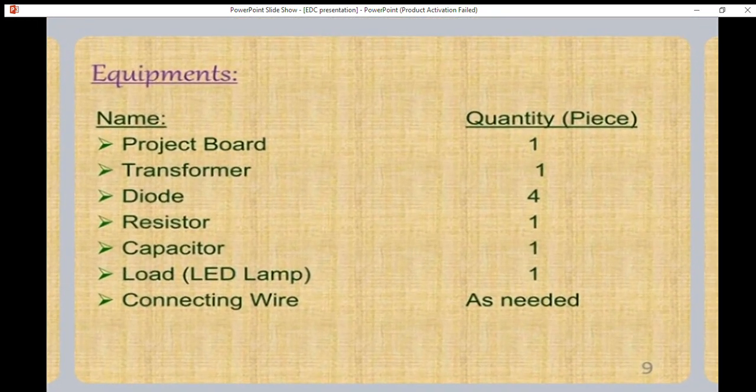So now moving to the equipments we needed. First of all, we need a project board, a transformer, 4 diodes, a resistor, capacitor, a load, and connecting wires as needed.